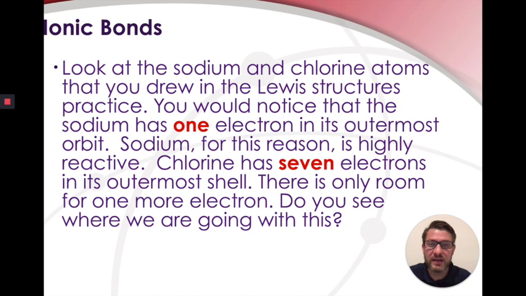So when we look at ionic bonds, let's take, for example, the sodium and chlorine that we saw earlier. What you'll notice is that sodium has one extra electron in its outermost shell, its valence electron, whereas chlorine has 7 electrons in its valence shell. Sodium would love to get rid of one of its electrons to empty out that shell, and chlorine would love to gain an electron to fill its shell.